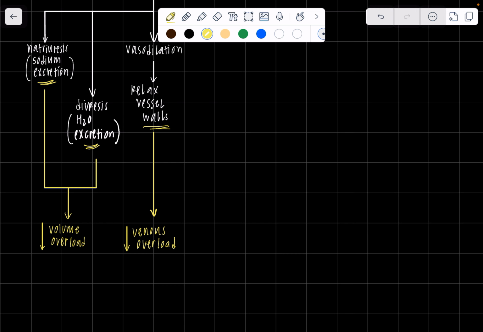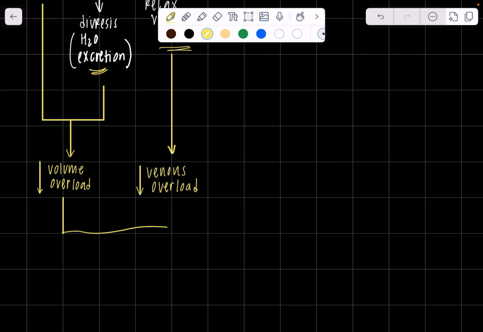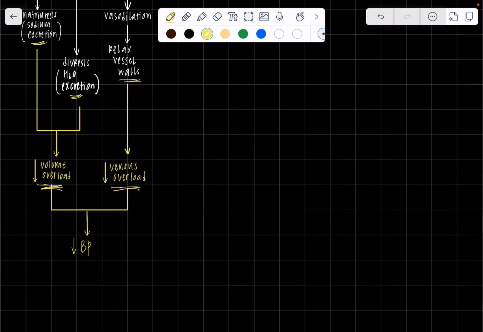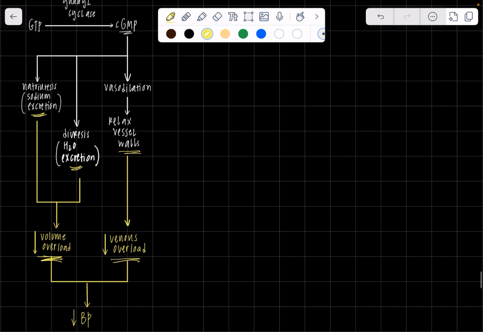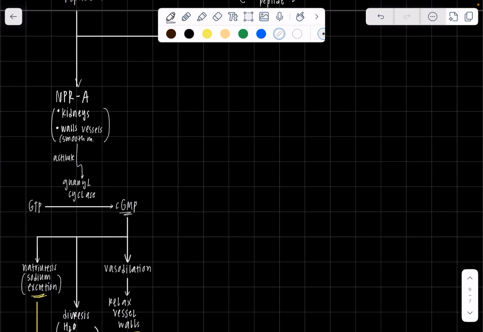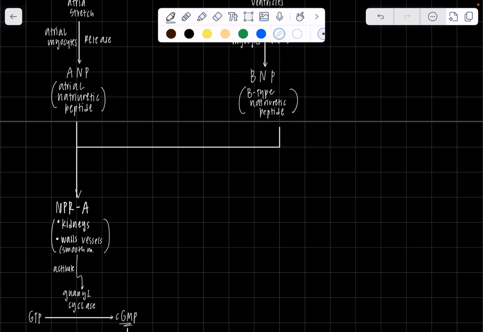So if we are vasodilating, that venous load is going to decrease significantly. So if we are having a situation where we are decreasing pressure, right here, decreasing volume, and we are decreasing pressure via a lower venous load, we are going to overall drop our blood pressure. So this is one of the ways that the ANP BNP pathway can help lower and correct our blood pressure.